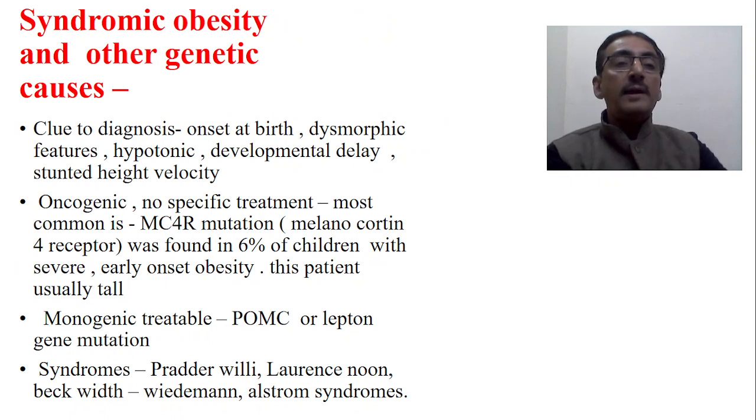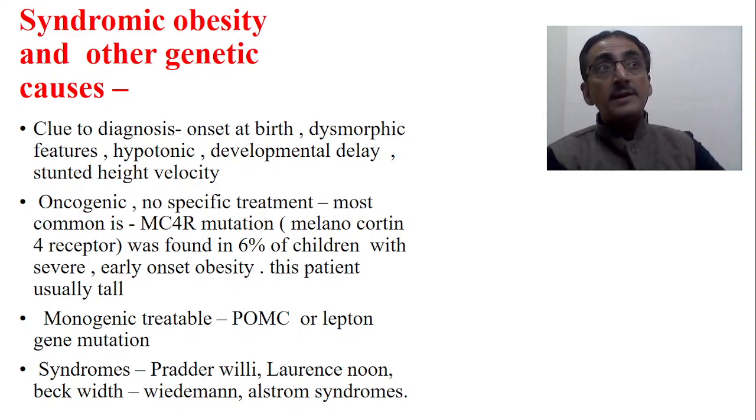Now, syndromic obesity and other genetic causes. If you see the assessment part, a clue for the diagnosis is also given by so many factors. For example, onset at birth. Obesity gets onset at birth itself, or there are dysmorphic features of the child. The child is hypotonic, especially in Down syndrome, etc. The child is having developmental delay. The child is having stunted growth velocity. So these particular findings in the very early part of life give a clue that this particular type of obesity may be genetic or syndromic related.